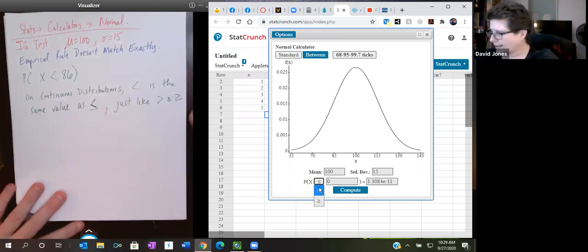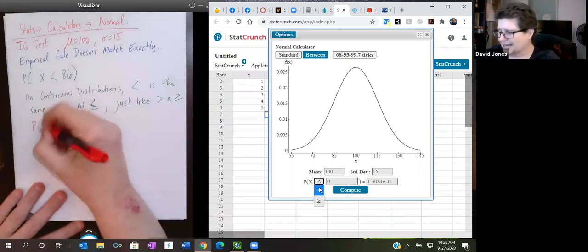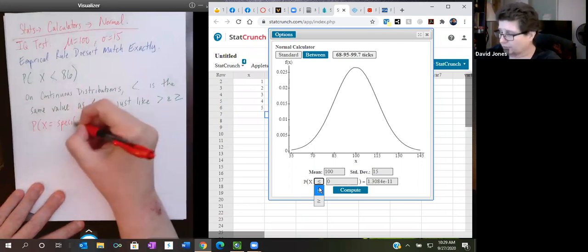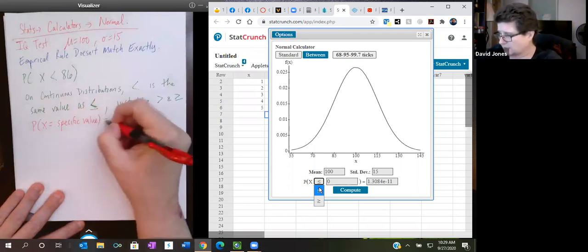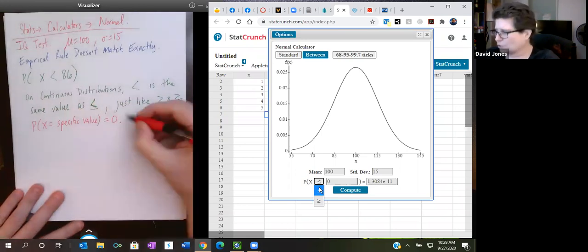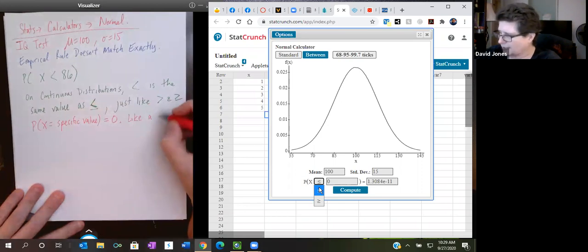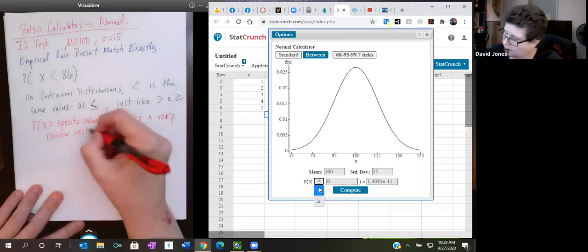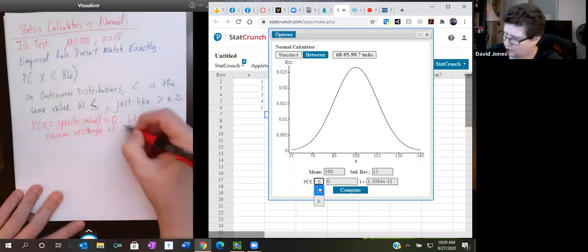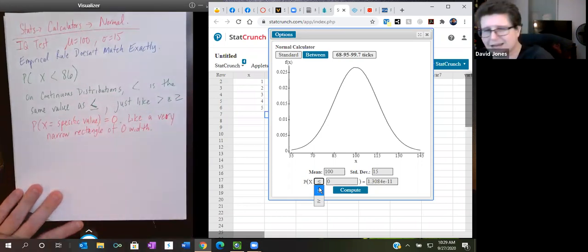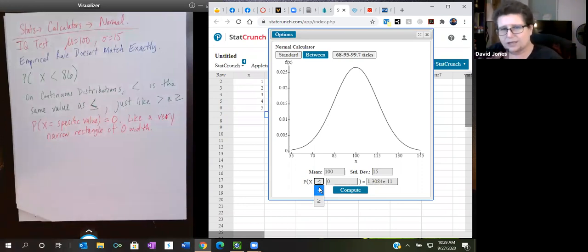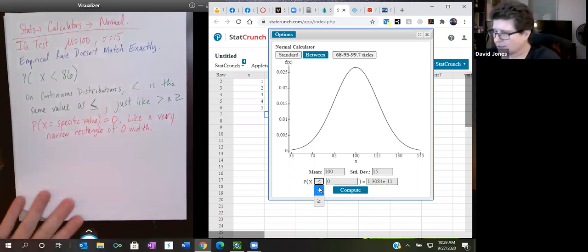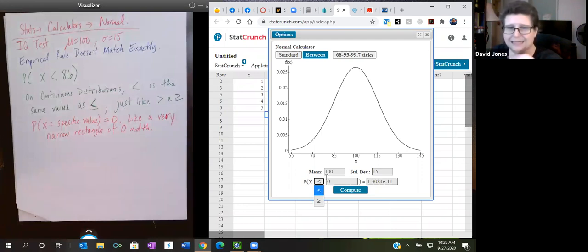The reason why on a continuous distribution, the probability that x equals a specific value is 0. It's like a rectangle with no width, a very narrow rectangle, of 0 width. The only time we have width to it is if we give it more than just a single pinpoint line where we can make a box. So, probability that x is less than or equal to 86.